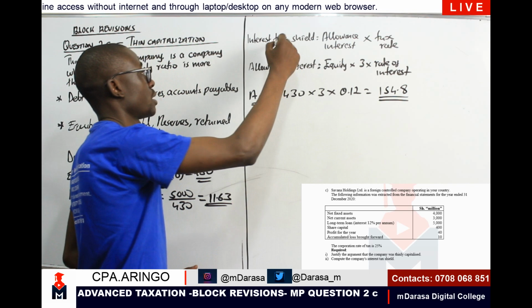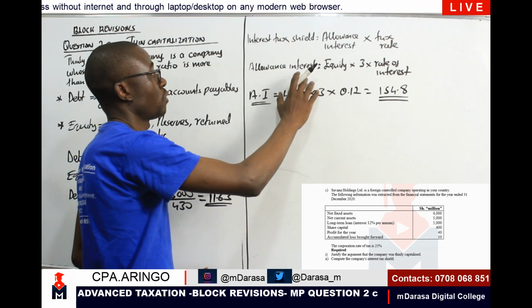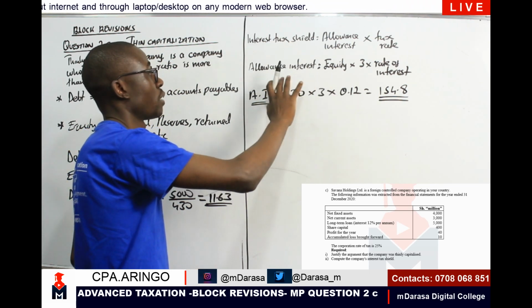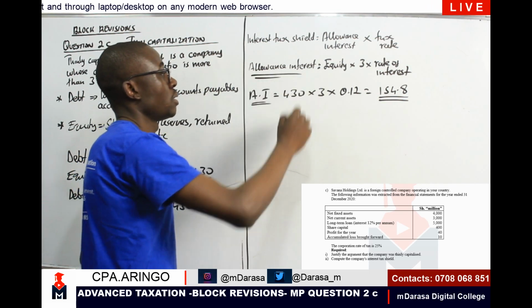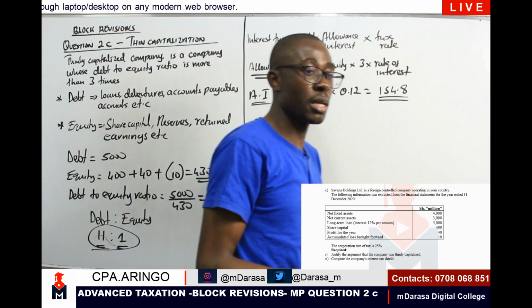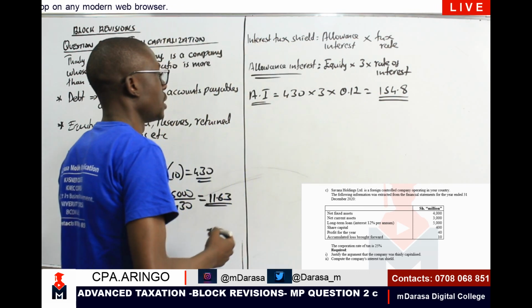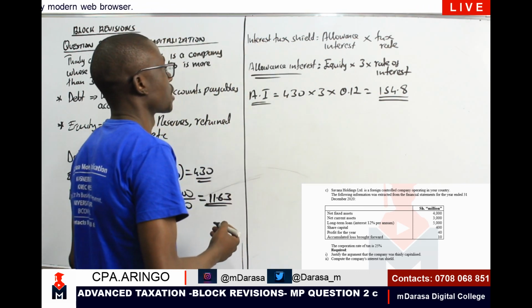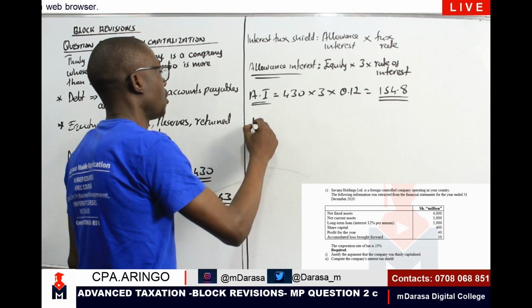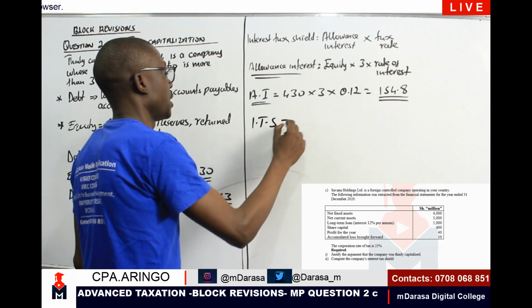Remember, this concept of interest tax shield in the form of allowance interest, in this context, we are looking at a case where the company is thinly capitalized. So we have our allowance interest. Can you now determine our interest tax shield?